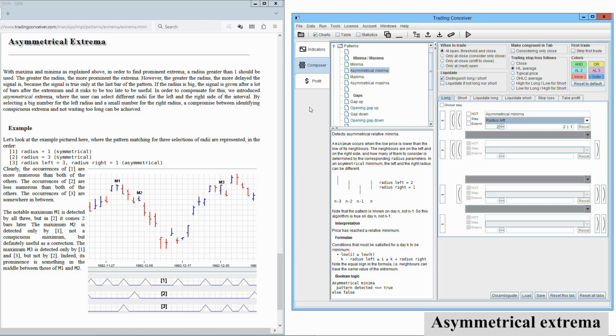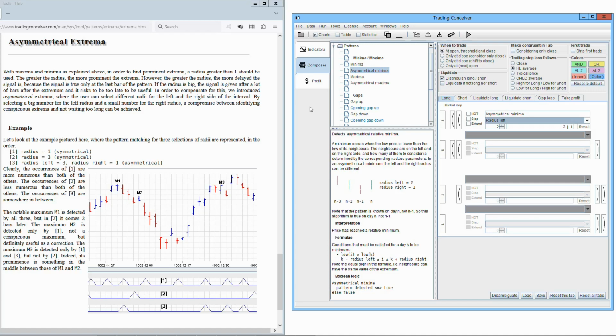With maxima and minima, as explained above, in order to find prominent extrema, a radius greater than 1 should be used. The greater the radius, the more prominent the extrema. However, the greater the radius, the more delayed the signal is, because the signal is true only at the last bar of the pattern. If the radius is big, the signal is given after a lot of bars after the extremum, and it risks being too late to be useful.